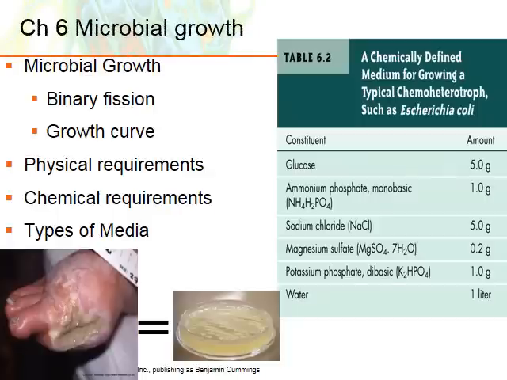So in Chapter 6, we're going to discuss microbial growth. It's going to be something that I've already introduced to you. We'll talk about how they actually grow. We'll talk about the process of binary fission. We'll go into a little bit more detail on what we talked about.